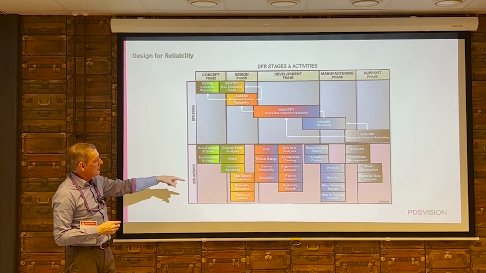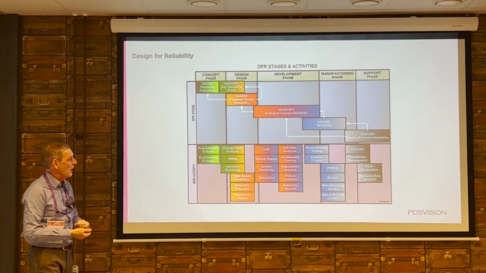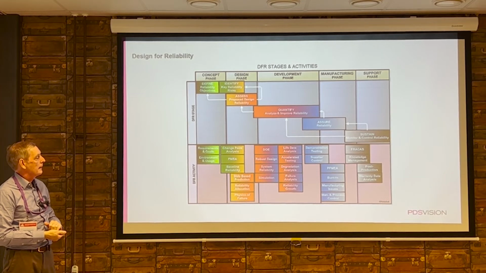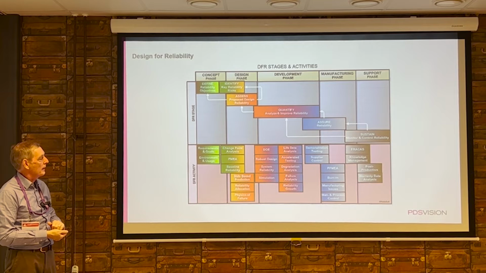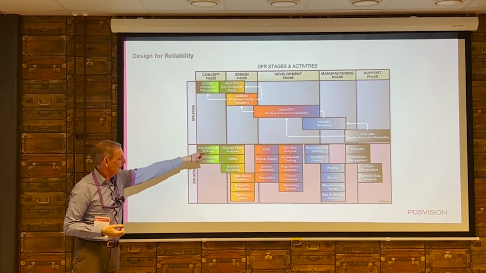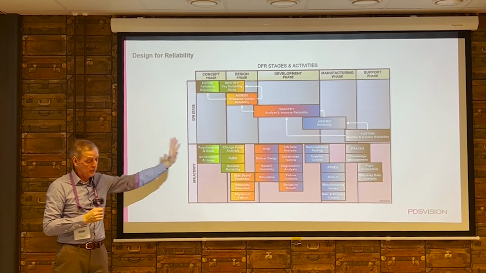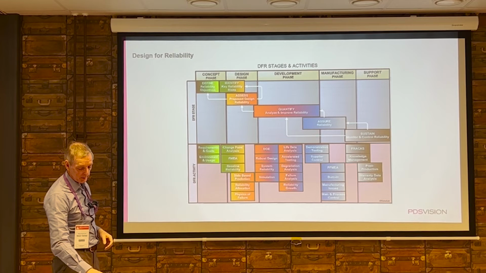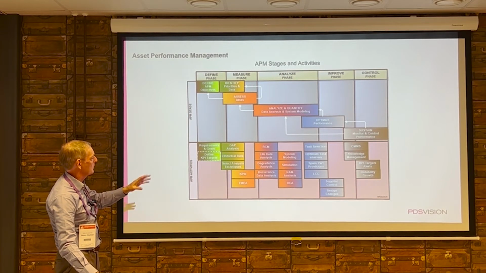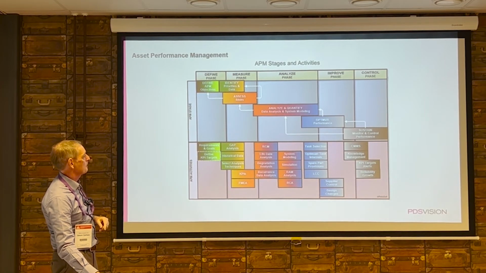And these are the various activities. I'm not going to go through all of them here, but these are a set of all the typical reliability functions that you'd be doing in a design for reliability activity. And it's very, very comprehensive. But the key thing here is that the most important bit is getting this bit right. If you don't get that bit right, then everything else won't be. Always get it right at the beginning. A similar chart, I won't dwell on this one, is for asset performance management.